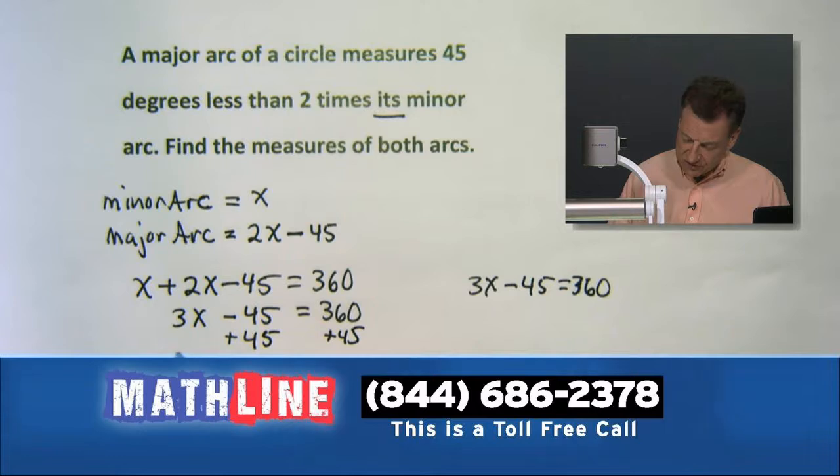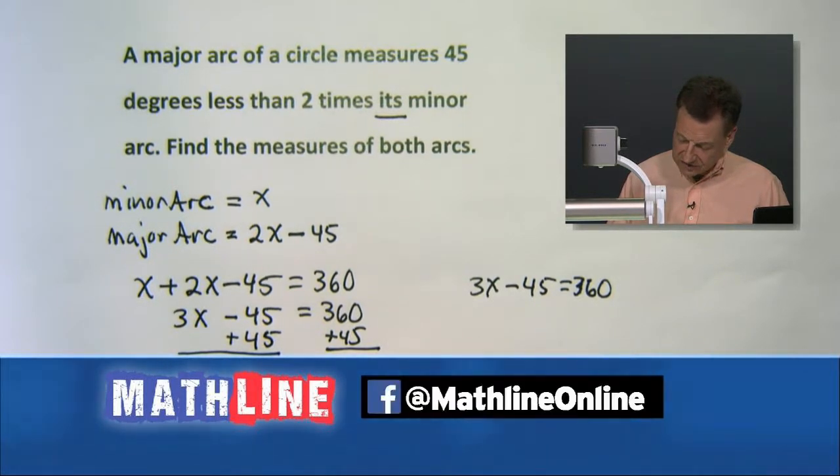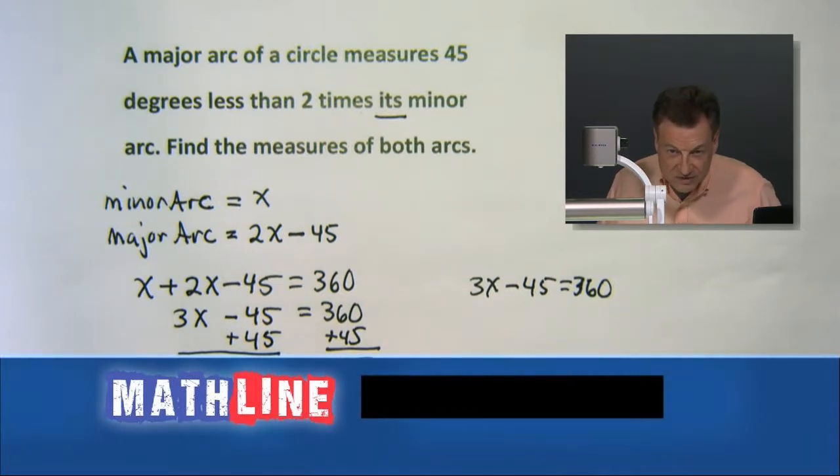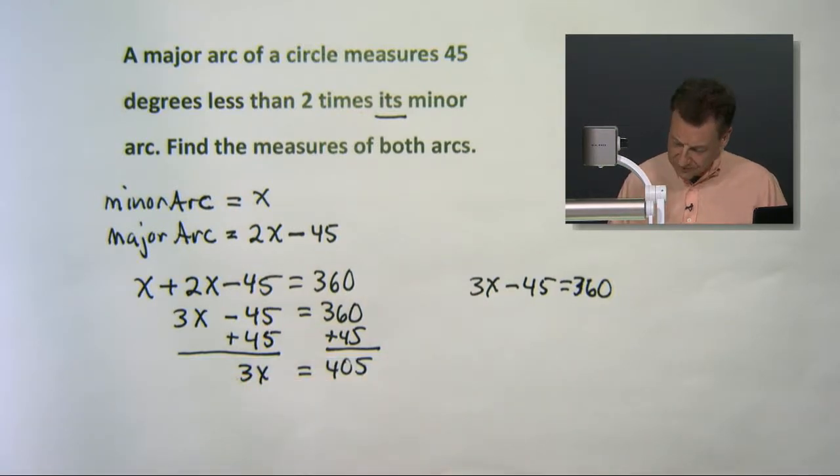I know I can get through this. And that's going to give us 3x equaling, it looks like, 405. And that's what most of our Facebook folks have been doing on this, using this approach, I think, and I'm going to go ahead and go along with it.